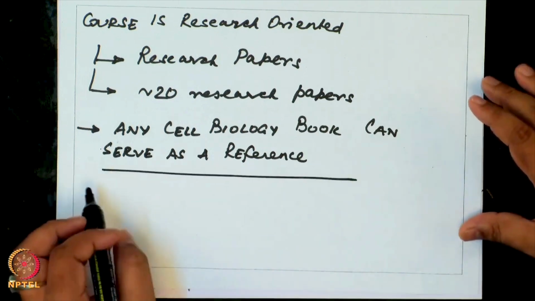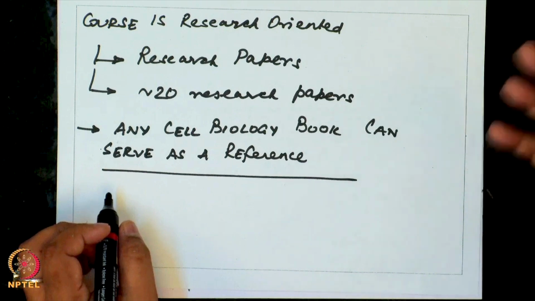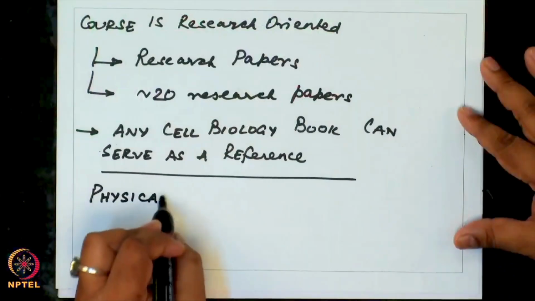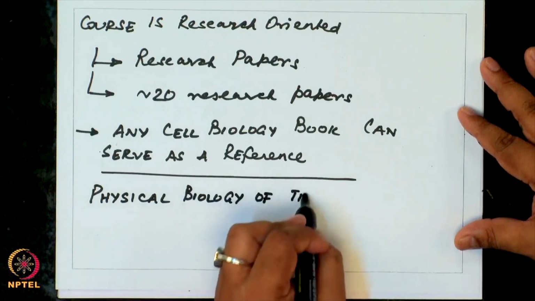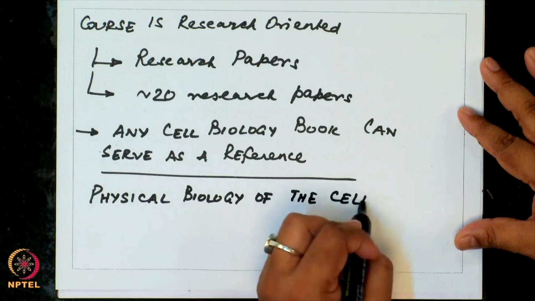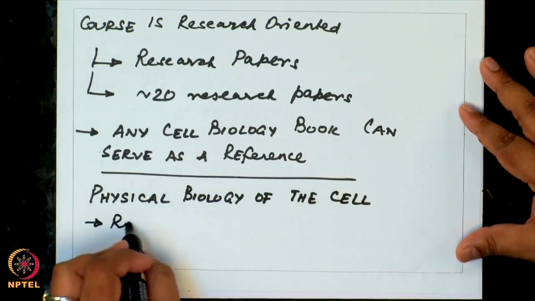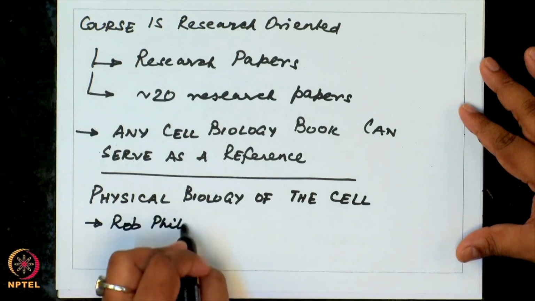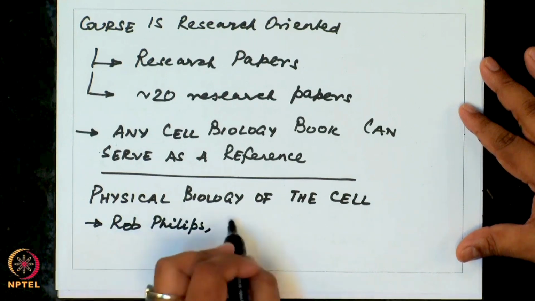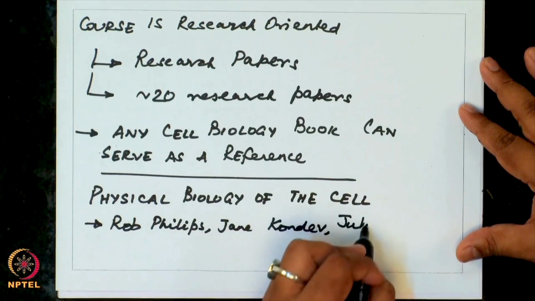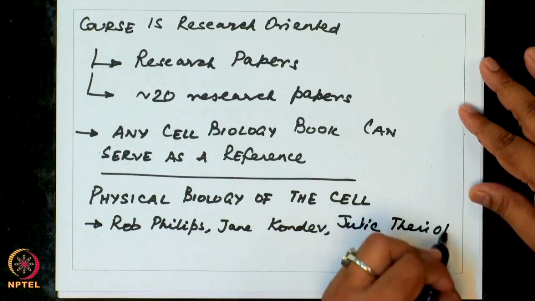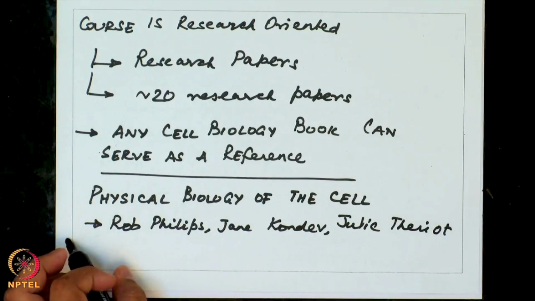For example, Bruce Alberts or Karp or Lodish, any of these. I would also like to give the reference of some of the more recent biology books which have been written from a more physics point of view. One of these is Physical Biology of the Cell by Rob Phillips, Jané Kondev and Julie Theriot. So, this is a very good reference book.